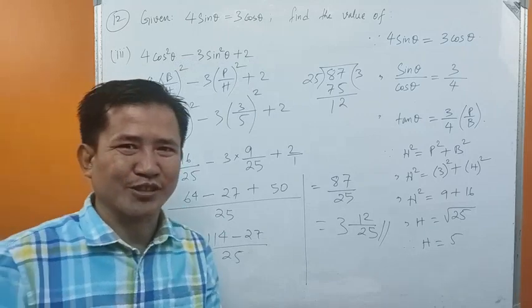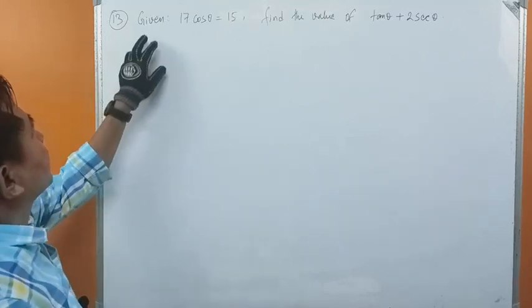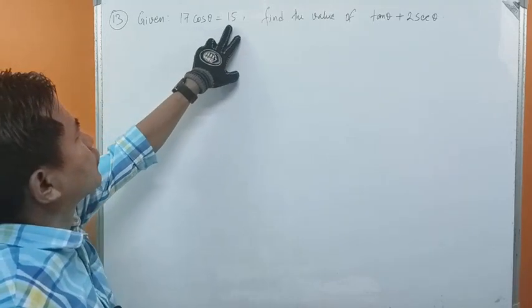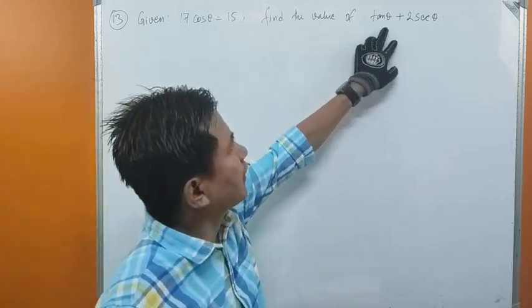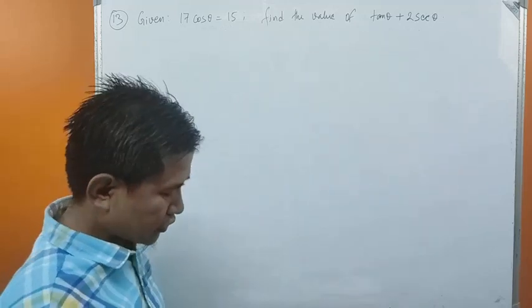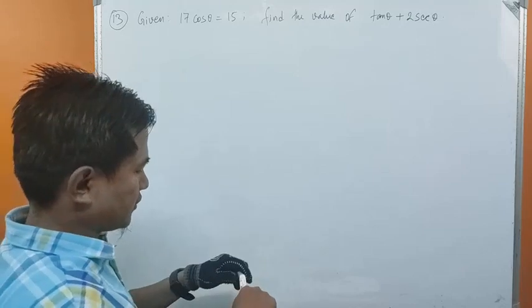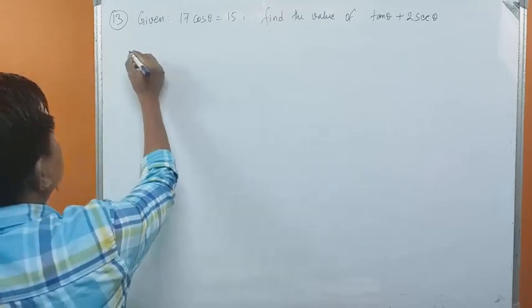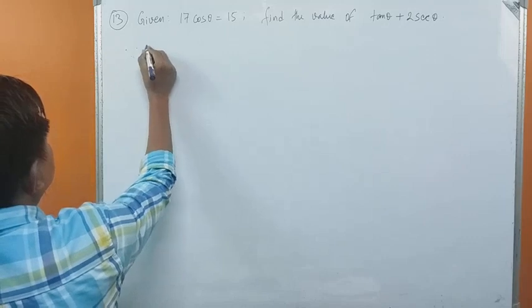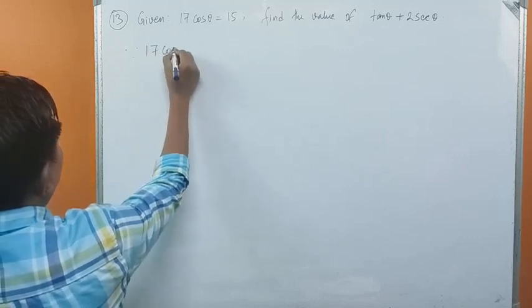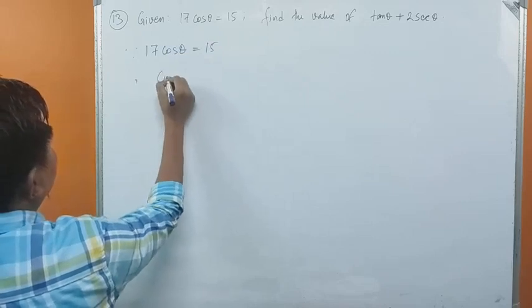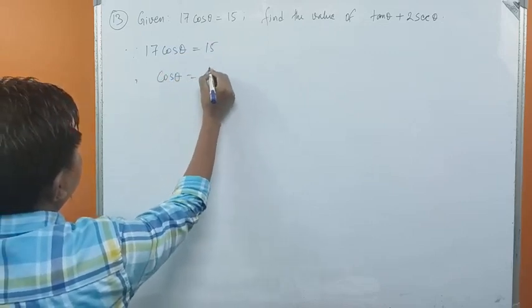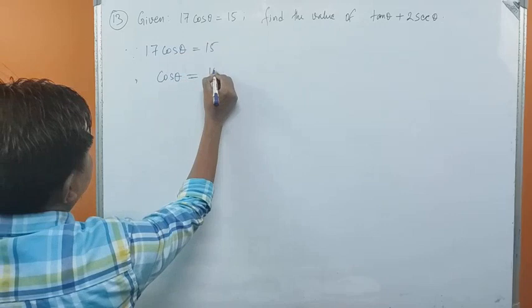Now let us do the next question. Question number 13. Given 17 cos theta equals 15. This is the given condition. We are asked to find the value of tan theta plus 2 sec theta. Okay, this question is similar to question number 12, isn't it? Now, since the given condition is 17 cos theta equals 15, okay, or cos theta equals 15, is already in the right hand side.